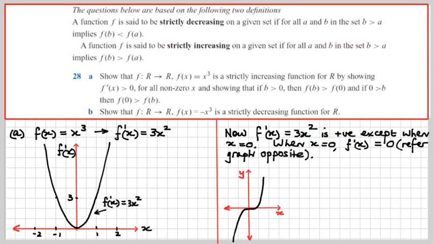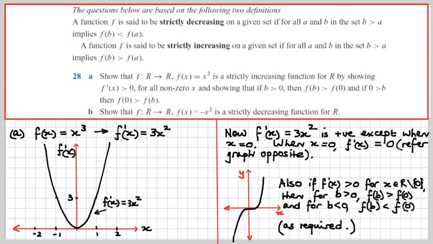Now, here comes the old knockout punch. Here's the actual graph of y equals x cubed. So, what I'm saying is that if f dashed of x is greater than 0 for all x other than 0, then for b on the right-hand side of 0, f of b has to be more than f of 0, and for b on the left-hand side of 0, f of b has to be less than f of 0. It has to be, as required. That'll do it, guys.